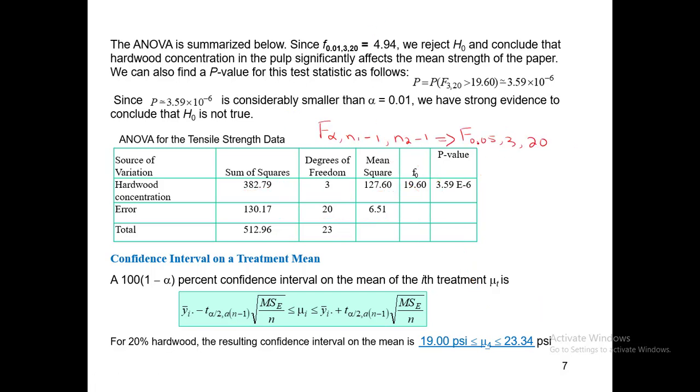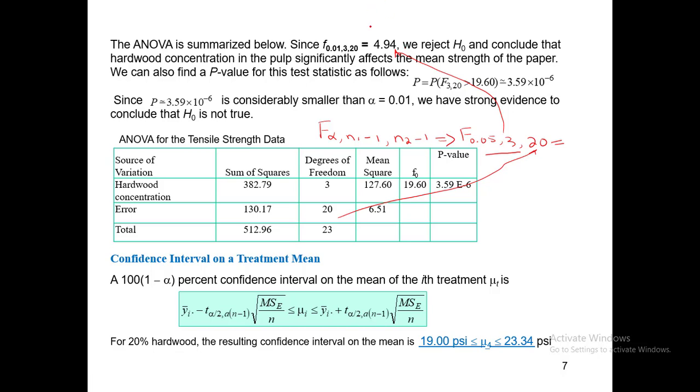So here we took the alpha value equal to 0.05. The degree of freedom of the numerator or treatment is 3. The degree of freedom associated with the error is 20. Now, how will we get this value? This is basically the F distribution value or F tabulated value. We got 4.94 here. How will we get this value? You can get it from the internet, or you can get it from the appendix of your book.